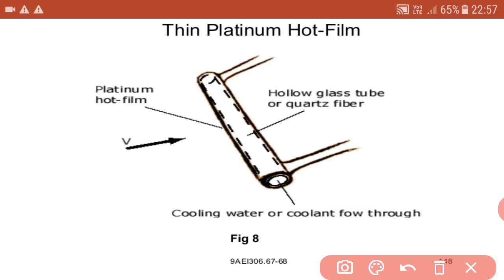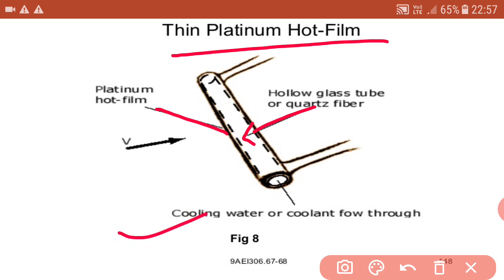Now, the thin platinum hot film. What is the construction? Here we can see the platinum hot film. In between there is a hollow glass tube or quartz fiber, and cooling water or coolant flows through this. So this is the typical thin platinum hot film.